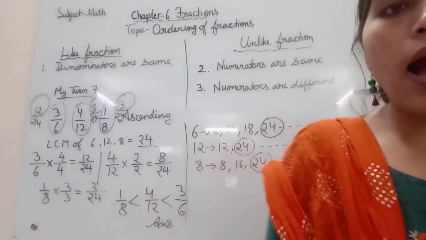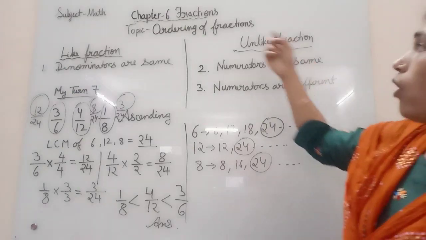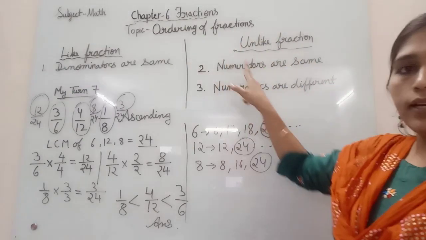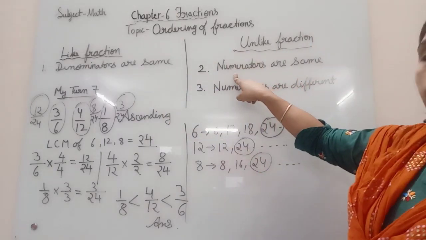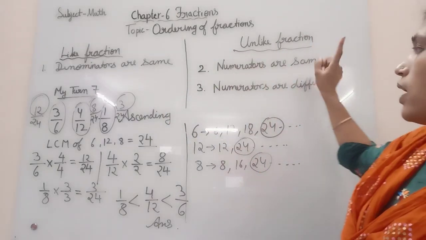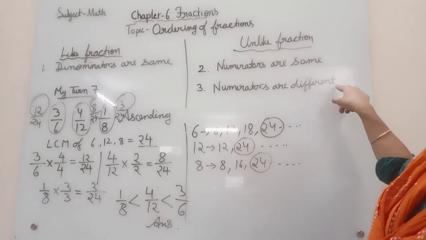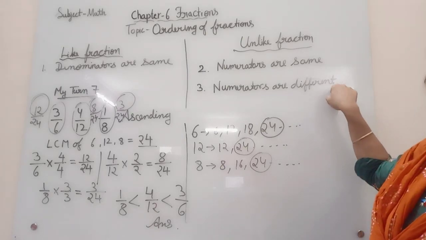Again I am repeating, if you have to do ordering of fractions, you have to check three conditions. First, if the denominators are same. The second condition, if the numerators are same. And the third condition, if the numerators and denominators both are different.